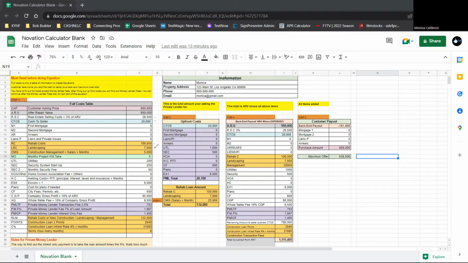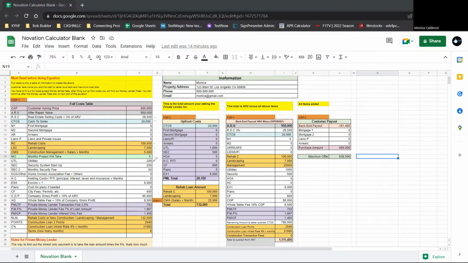information gathered, we've set our rehab cost at $100,000, our landscaping at $7,000, and our construction management, which we usually have at $5,000. This is gonna be paid every month to whoever's managing the project, right? So this could vary, and you could self-manage if you don't have too many projects on hand, but always try to consider this management payment, even if it's for you. This will be multiplied obviously by the months the project will take.